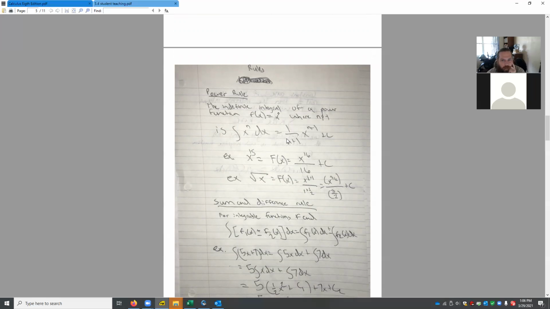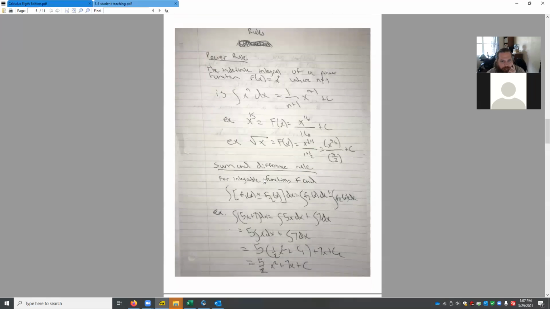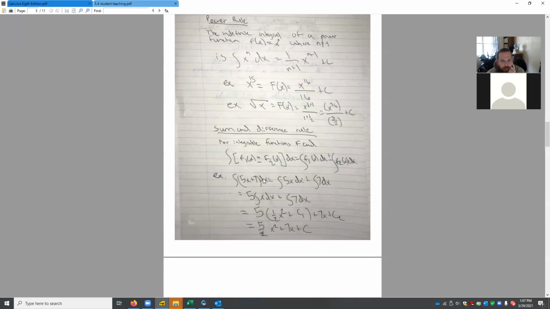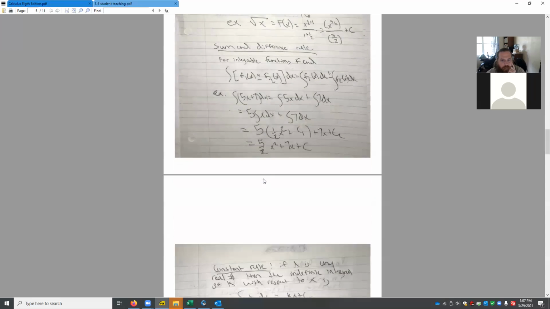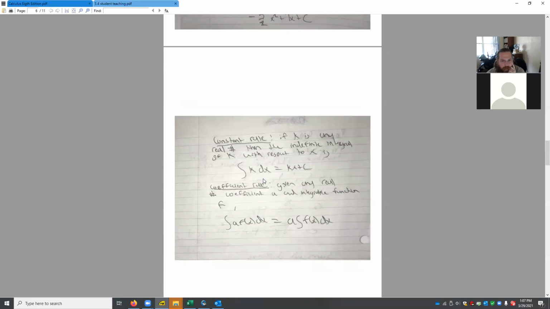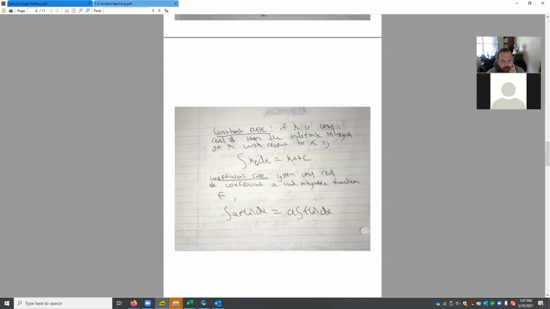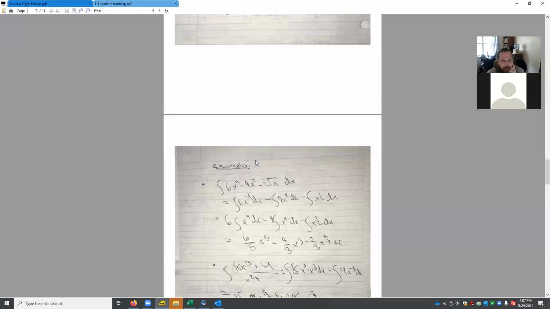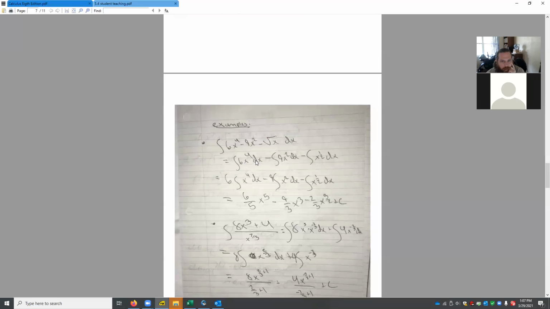This is good. And then I do some examples with individual rules. And then after I cover each of the four rules, I go into all of them combined, basically. Good. I like it. This looks good. Constant multiples. And then here are those examples.